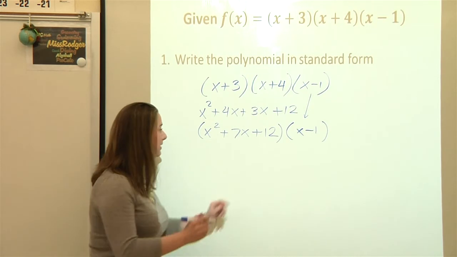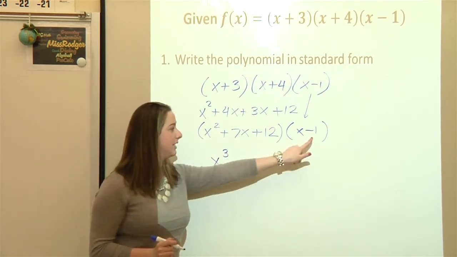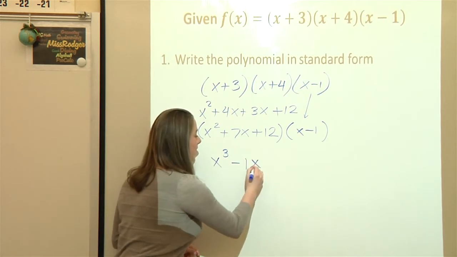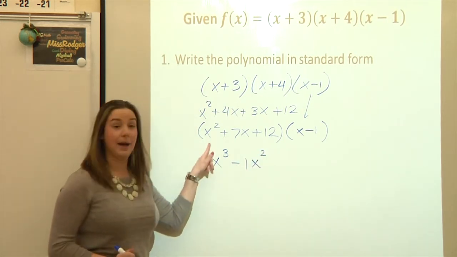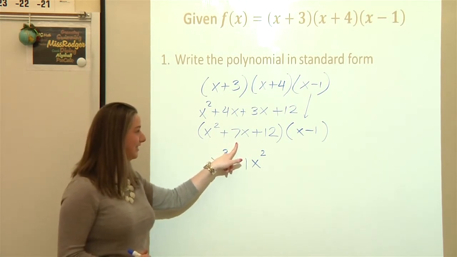X squared times x is x cubed. X squared times -1 is -1x squared. Okay, I'm done now with x squared. I'm going to move over to 7x.